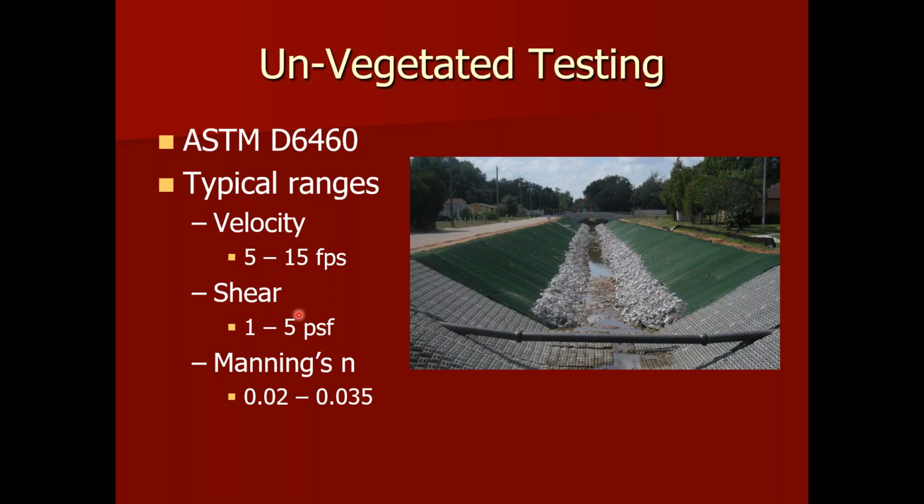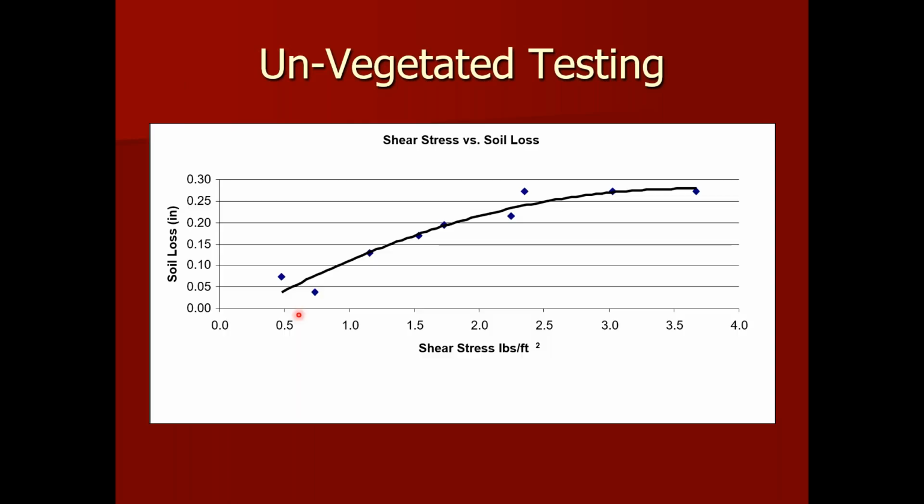Certainly you need to know for velocity, but it's really a freeboard calc that you need that Manning's N for, so that you have an idea of how deep the water is going to be in your design channel. The results of the unvegetated testing look a lot like this. The idea is to be able to determine your soil loss through either LiDAR scanning, which we'll talk about in a second, or just point gauge volume calculations, and then a permissible shear stress.